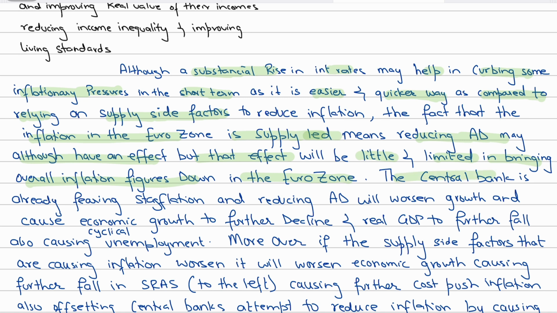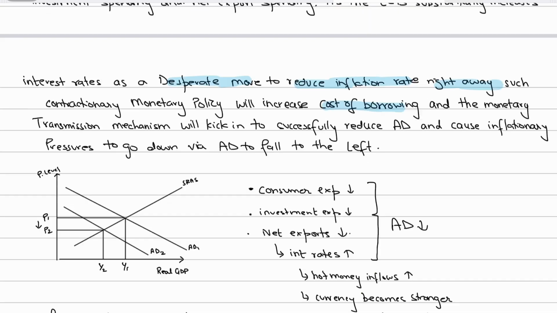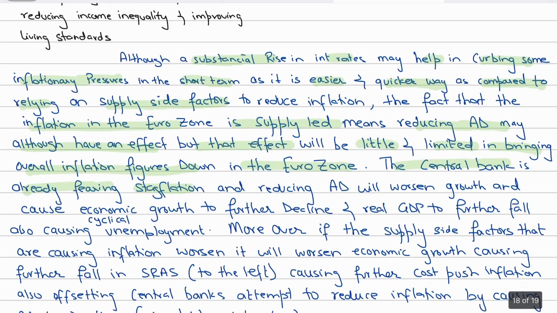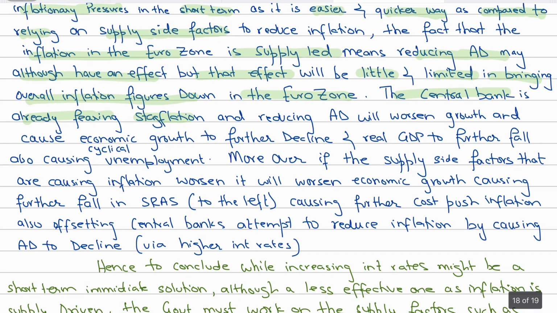So the case study is also saying the central bank is already fearing stagflation. It is also mentioned here that the ECB fears that this will lead to further falls in economic growth, leading to a period of stagflation. Right? The central bank is already fearing stagflation in the economy because already the cost push inflation is high and growth levels are going down.